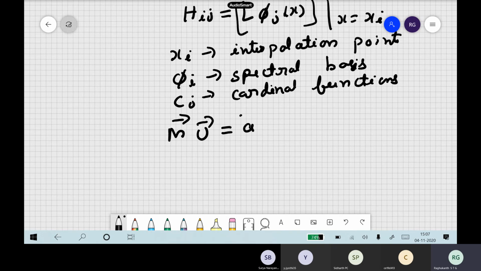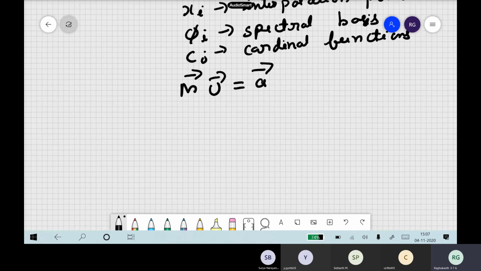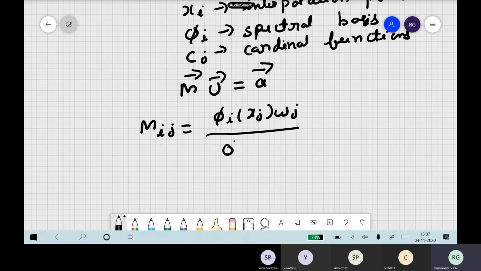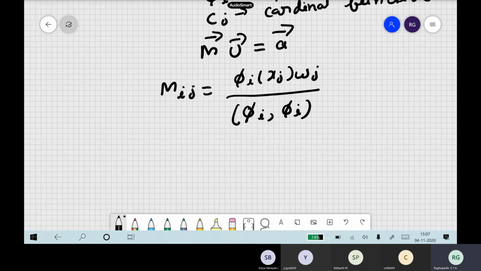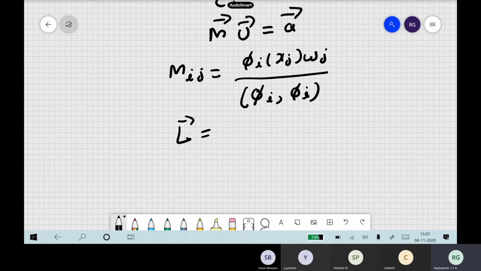It is equal to a hat itself, where the elements of this matrix M, m_ij, are phi of x_j multiplied by w_j, using the inner product of phi_i with phi_i, where this indicates the inner product. So you can combine them and write it. So L is h times m, then h is L times m inverse.